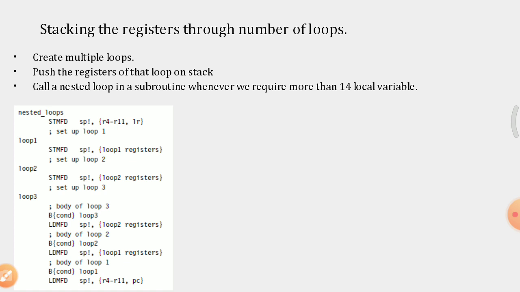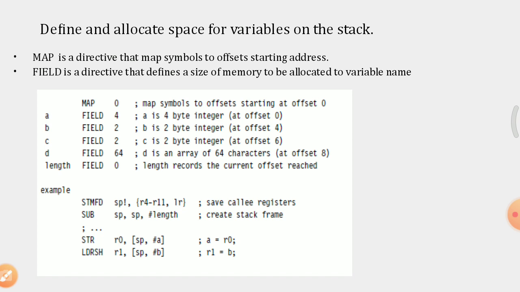This is one method, and another method is to define and allocate space for variables on the stack. So it is nothing but on the stack memory only we can allocate, or define, a variable, and we can allocate a space for that variable. To do that, we have two directives here.